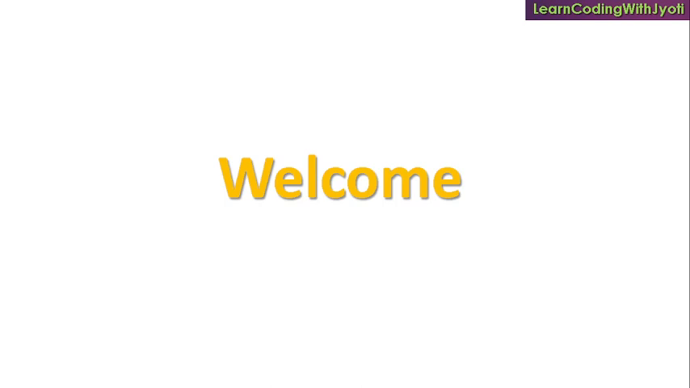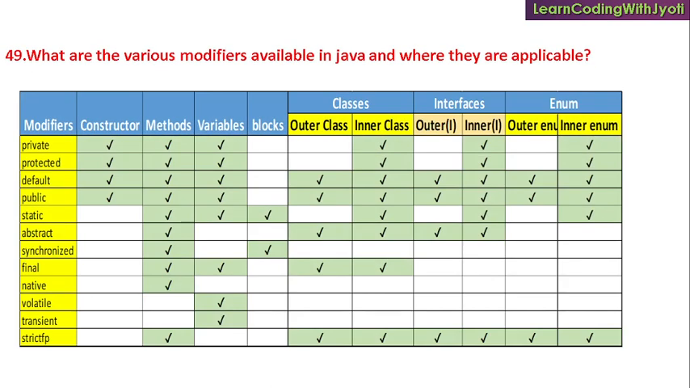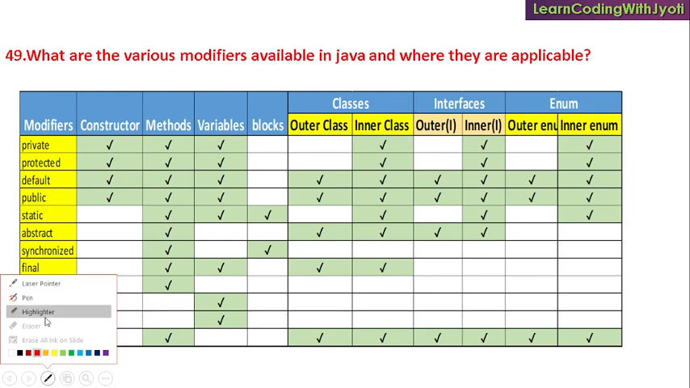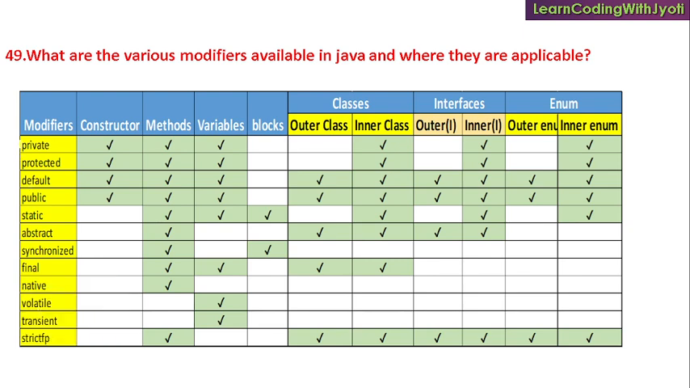So in today's session we are going to discuss all modifiers in Java and where they are applicable. Let's see, in Java there are two types of modifiers. One is access modifier and another is non-access modifier. Out of these 12, 4 are access modifiers. These first 4, private, protected, default, public, are access modifiers, and static, abstract, synchronized, final, native, volatile, transient, strictfp, these are non-access modifiers.